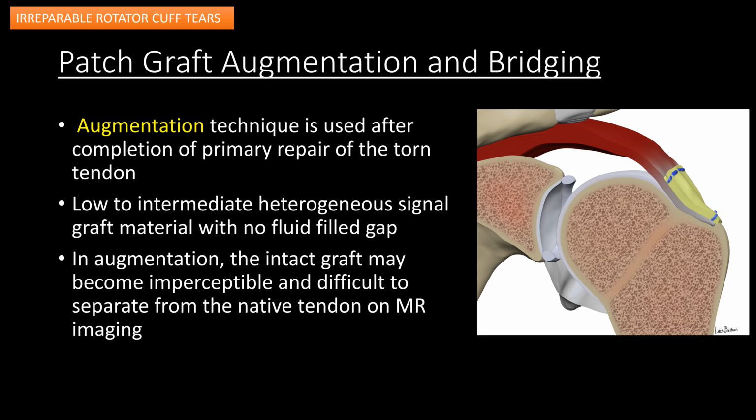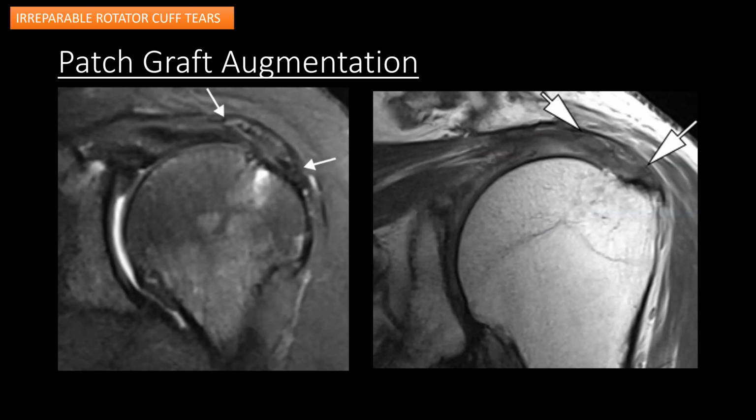So in the cases of augmentation, which I don't think are that common, when you see these cases, the graft could become very imperceptible and difficult to separate from the native tendon on MR imaging. So it is really important, if you have access to the surgical note, to refer to that, just make sure that's what was done if you're suspecting something on the image.